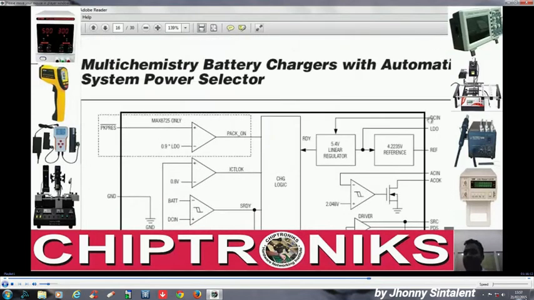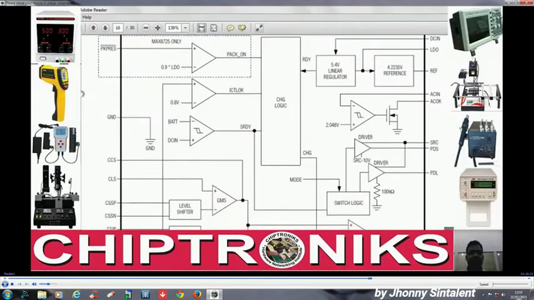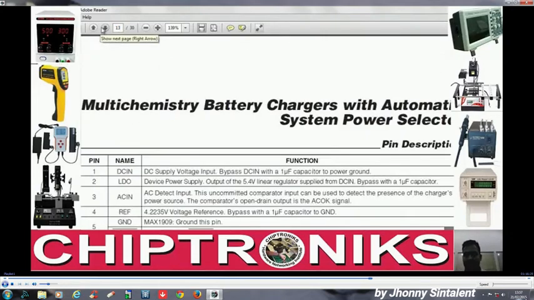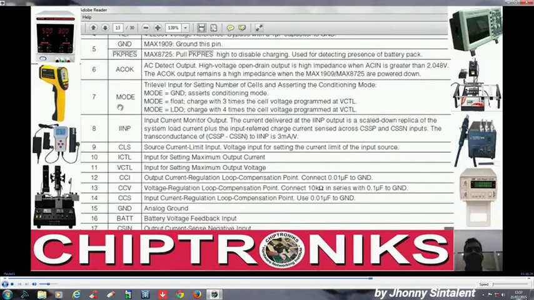Okay, so we have discussed DC in, it generates LDO. When DC in comes, it generates LDO. AC in, AC OK. If AC in is coming, AC OK is coming. Okay, and we have studied PK press, what PK press is. We'll go back to page number 13. AC OK we have understood. IINP mode, it determines the mode, right? Mode means it will basically set the number of cells and assert the conditioning mode. We will not go into this detail.